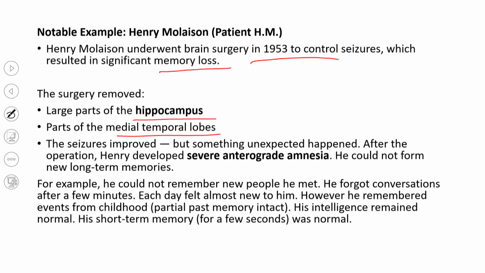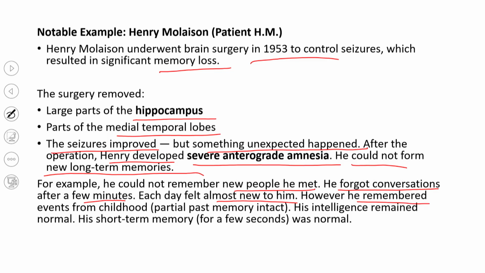Now, with that operation, his symptoms of seizure improved, but what happens? Some unexpected thing happened which doctors did not expect. After the operation, this patient developed severe anterograde amnesia, meaning he could not form any new long term memories. So, that means he could not remember new people he met, he forgot conversations within a few minutes, each day felt almost new to him, because he could not form new memories. Old memories were there, but new memories he could not form.